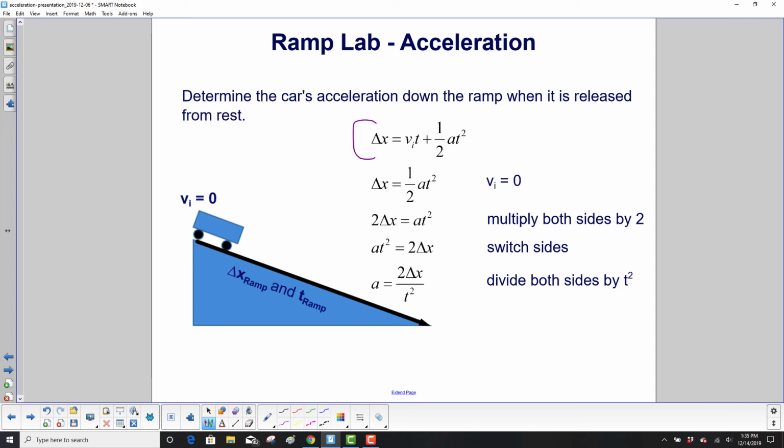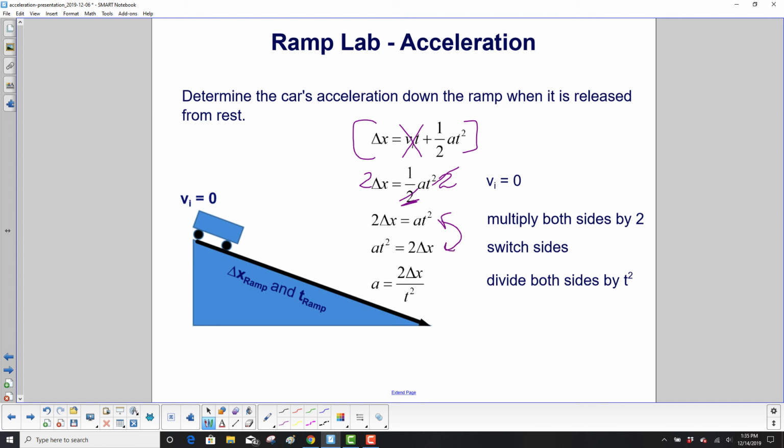We start with the second kinematics equation, and the first thing we do is get rid of this term because vi is equal to 0. We then get rid of this 2 by undoing it, multiplying both sides by 2, right? Because we divided, so we'll multiply, and that gives us 2 delta x equals at squared, because these 2's cancel. Then just switch the sides.